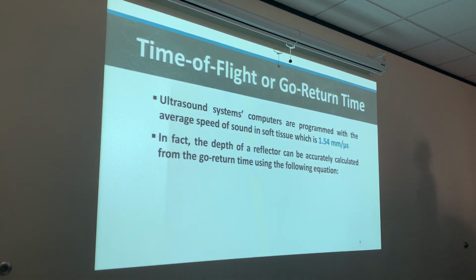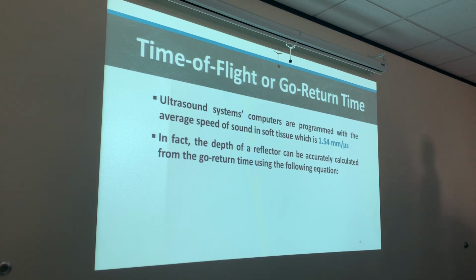Ultrasound systems, like I already said, are programmed with the average speed of soft tissue as 1.54 millimeters per microsecond. I told you all the different ways to gauge that number. Know that number. Know that sound travels a mile a second.